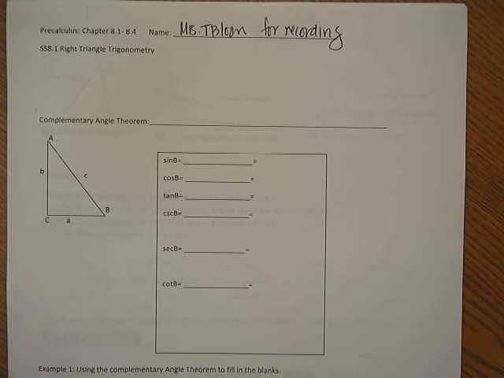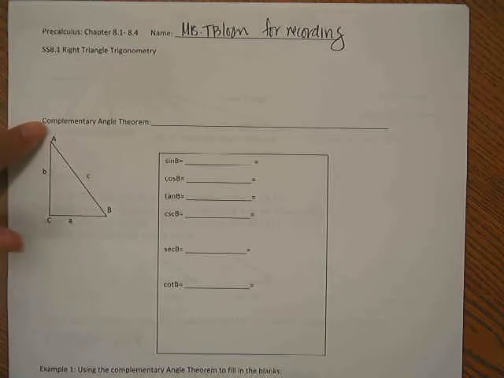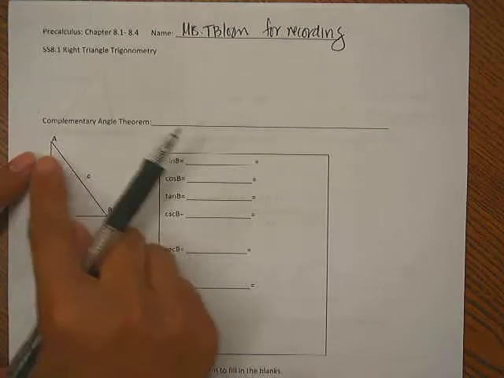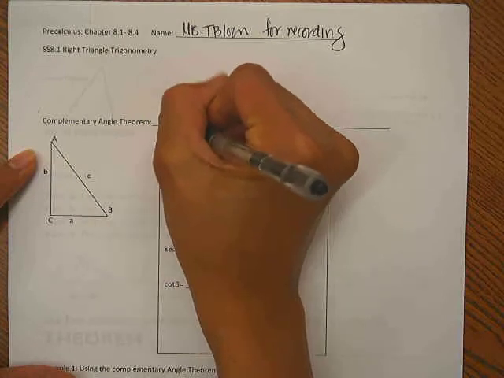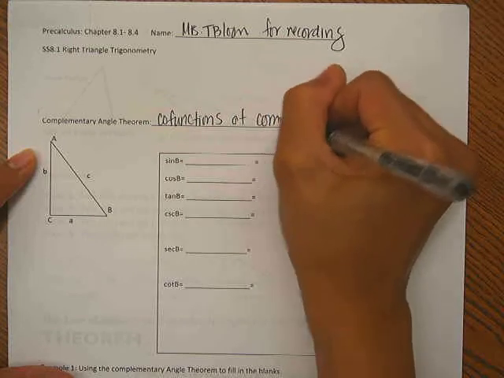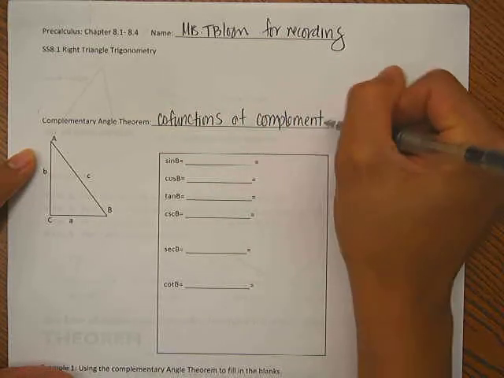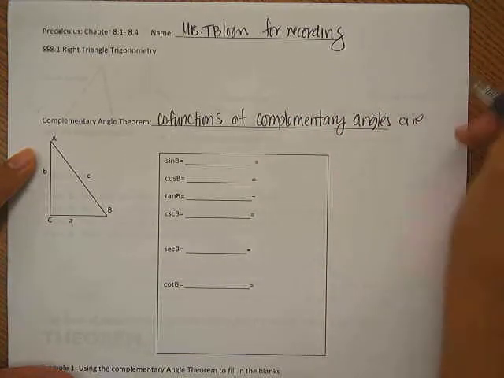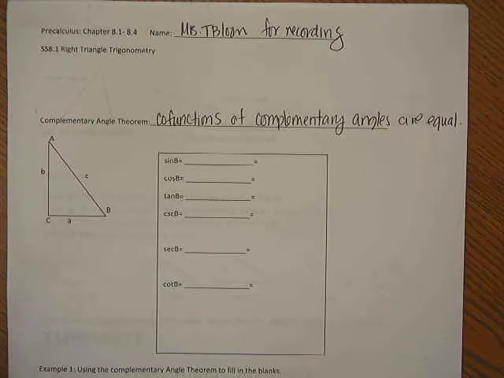Anyway, first I'm going to define the complementary angle theorem. As you remember from geometry, complementary angles are two angles that add up to 90 degrees. So the theorem says: cofunctions of complementary angles are equal.